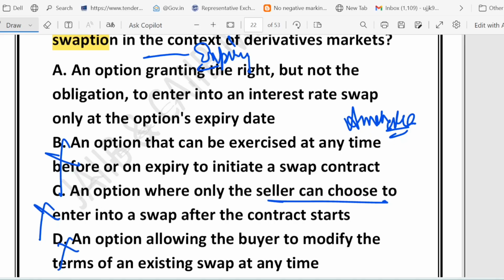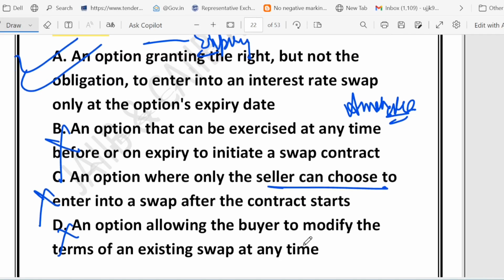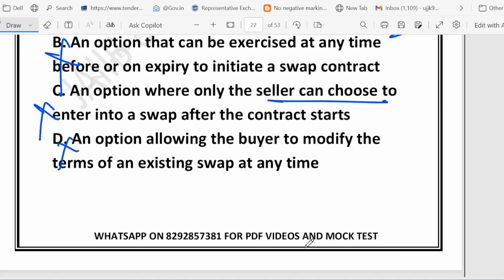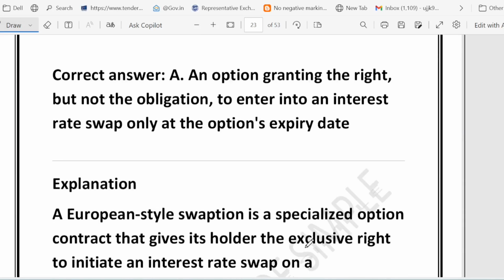So which one is correct? Correct one is option number A. Yes, this is exactly correct. Because European swaption is a kind of swap plus option, right? So basically an option to enter into interest rate swap in the future. That is what we call swaption. And remember that I told you, to enter into interest rate swap only on the option expiry date. So remember the difference between European and American option. American option can be exercised any time before the expiry, whereas European option can be exercised only at the time of expiry. Please remember it.